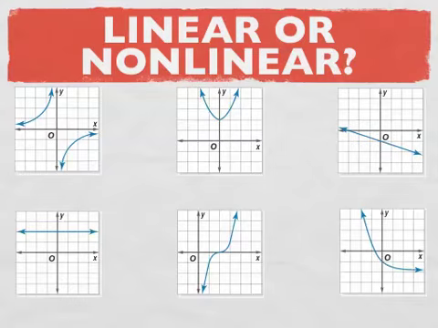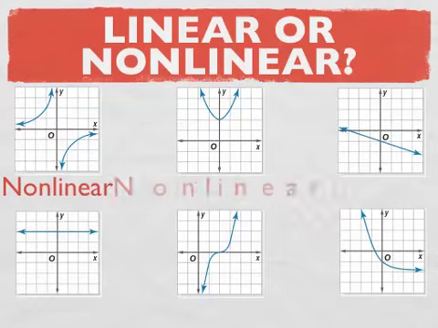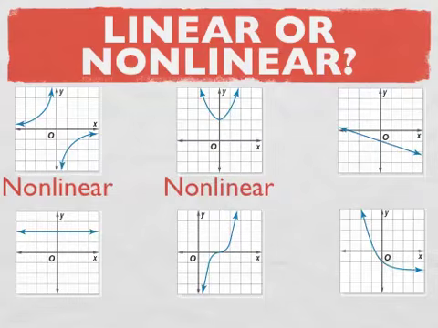If you look at the first graph in the top left, that would be a nonlinear function. It is not a straight line. The next one would again be a nonlinear function because it is not a straight line. The third one on the top would be a linear function. It is a straight line. So we have two nonlinears and then a linear. If you notice, the difference is the first two have some sort of curve to them. The third one is a straight line.